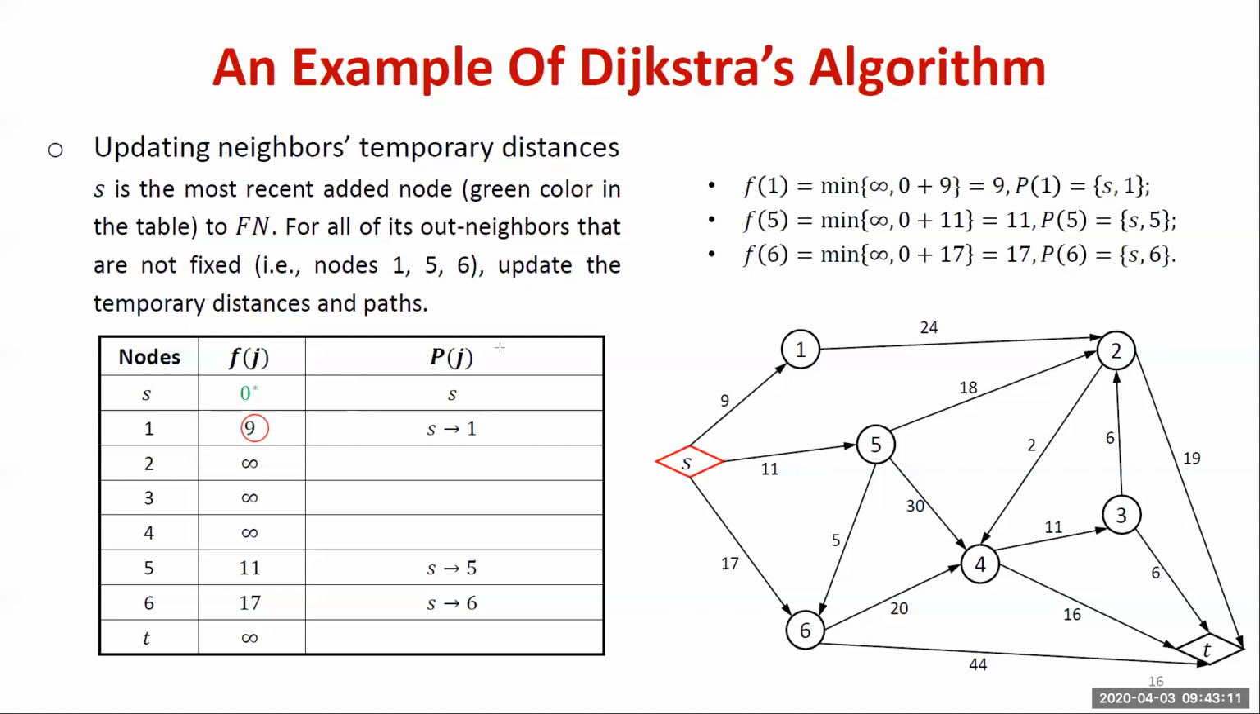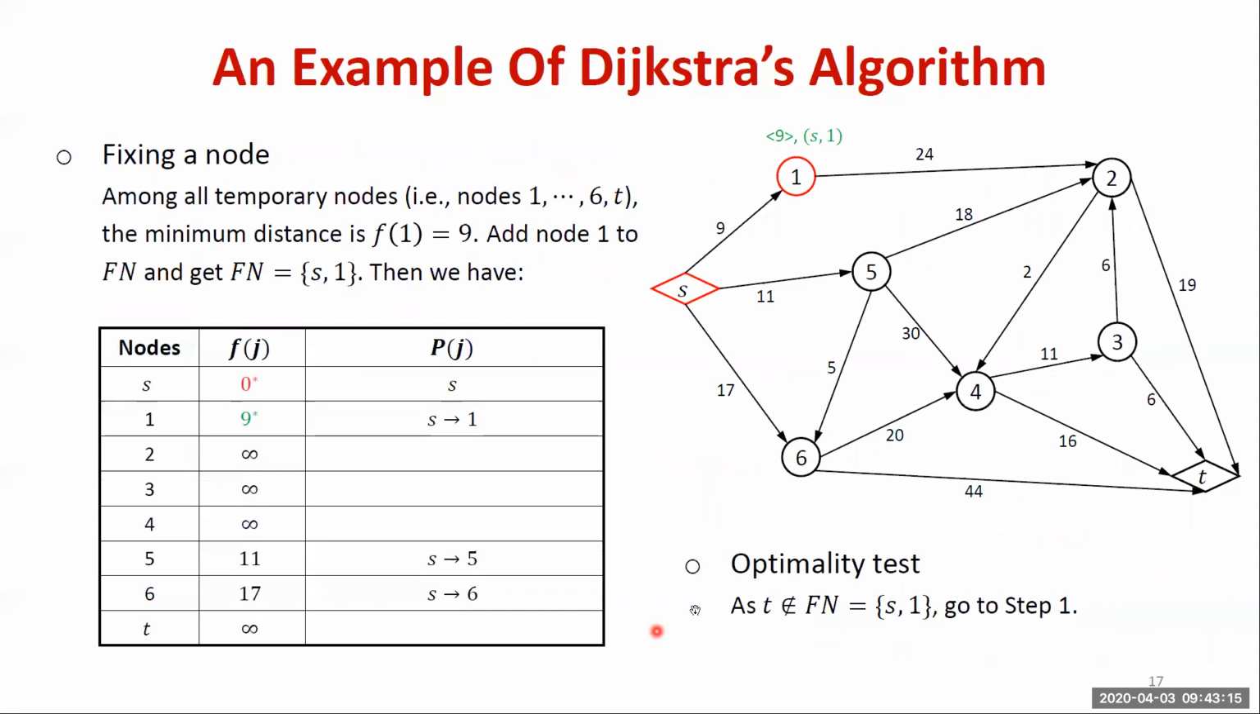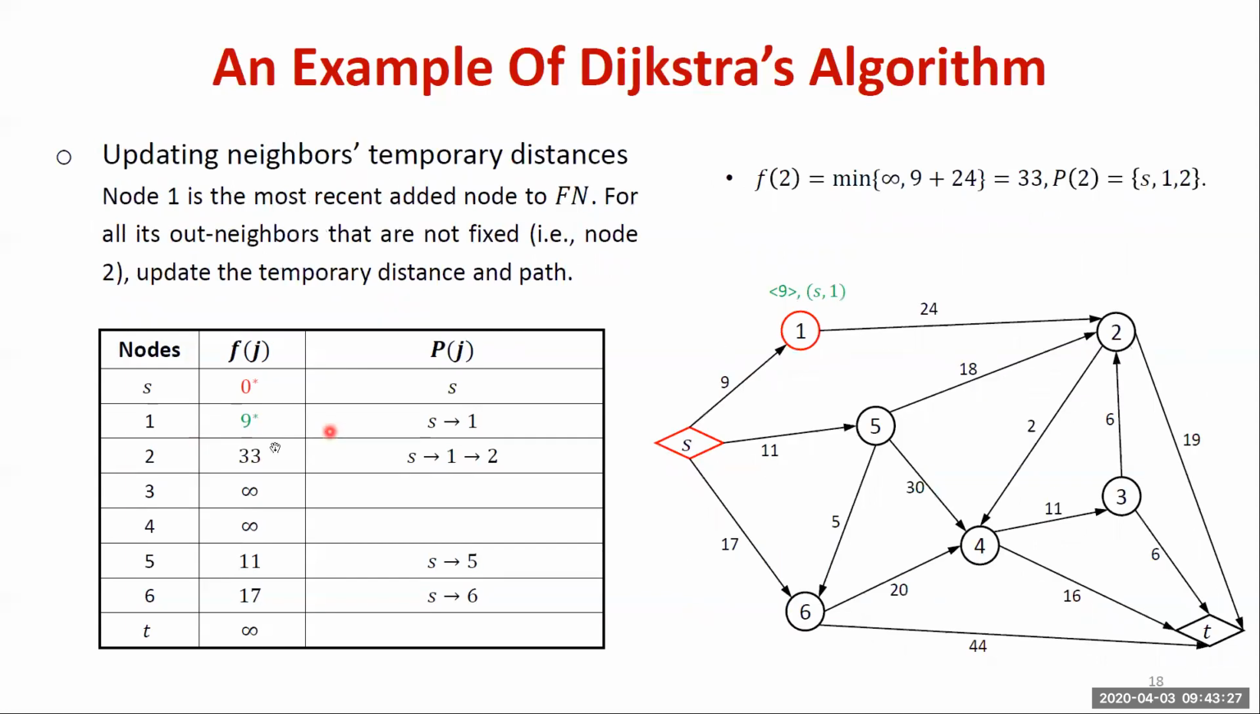Then after it, you're gonna do the optimality test. Here I fixed 9. That is, whether t is inside. If t is inside, I'm done. If t is not inside, continue. Continue means, for the new most recent added node, you're gonna ask yourself which are the out neighbors of the node. That means from this node, which node can you go to?